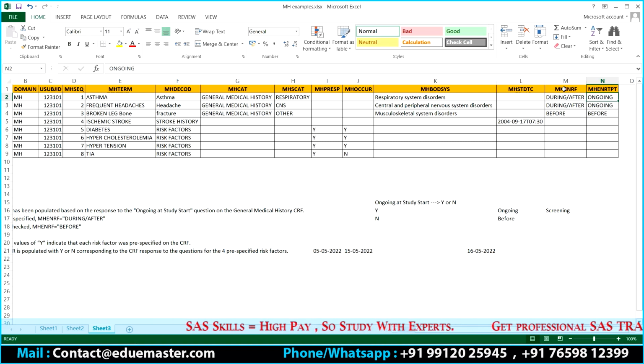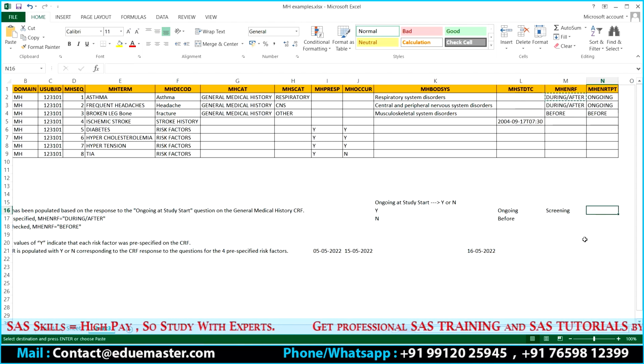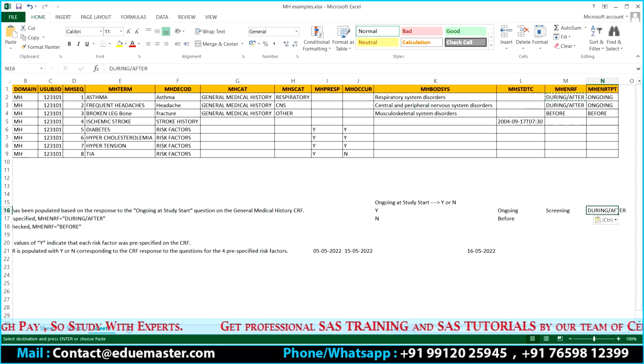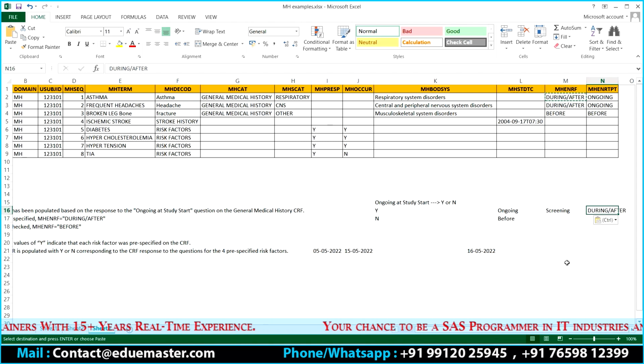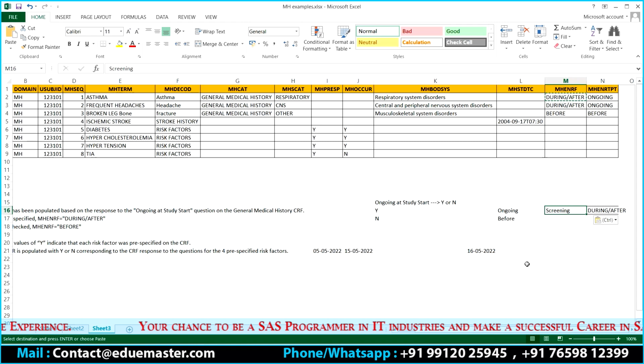Then what is the period? The period is going to be during or after. That is, during this medical history collection it can happen, and even after the treatment it will happen. So the controlled terminology to represent your MHENRF, end relative to reference period, is going to be during or after. Your time point is going to be screening.